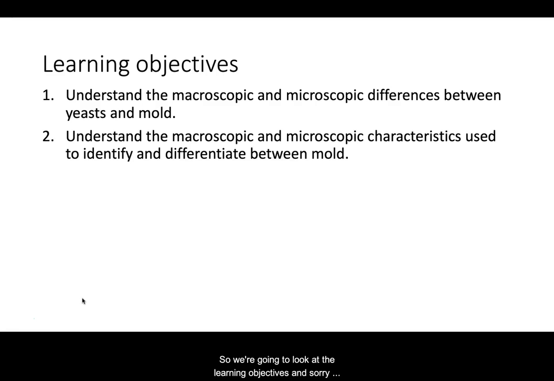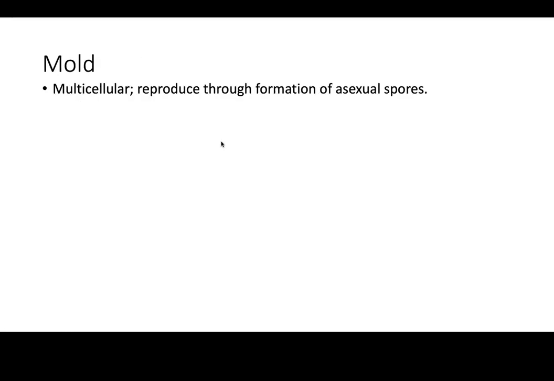So we're going to look at the learning objectives. I already mentioned that microscopic and macroscopic differences are going to be a primary focus. At one level, we want to understand how yeast differ from mold, but then also we want to understand how we can differentiate between different mold organisms. And there are characteristics, again, both on the macroscopic and the microscopic scale that we can use to help us identify and differentiate within molds.